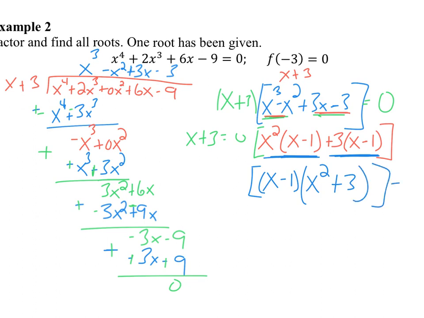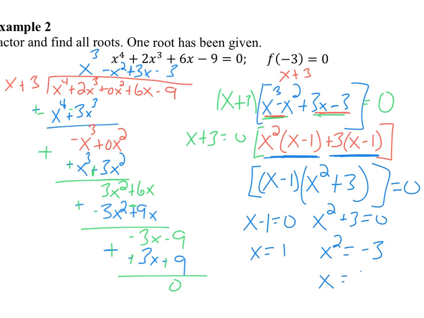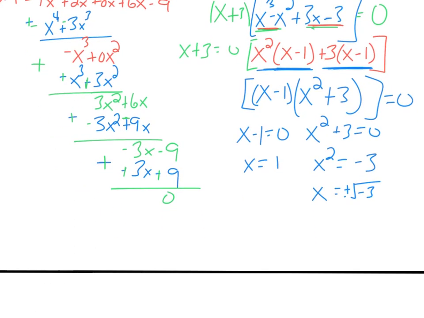So we still have it all set equal to 0. So we get x minus 1 equals 0, and x squared plus 3 equals 0. Which gives us x equals 1. For the second one, x squared equals negative 3 when we subtract it over, and then we just need a square root. So square root both sides, and we get x equals plus or minus the square root of negative 3. And the square root of any negative number is i. So we're going to have x equals plus or minus i square root 3.